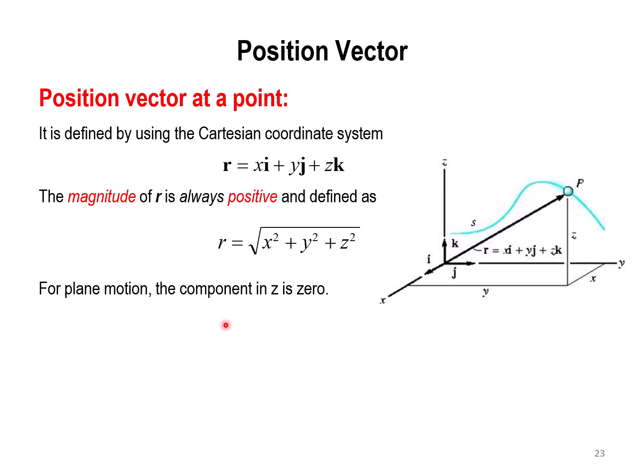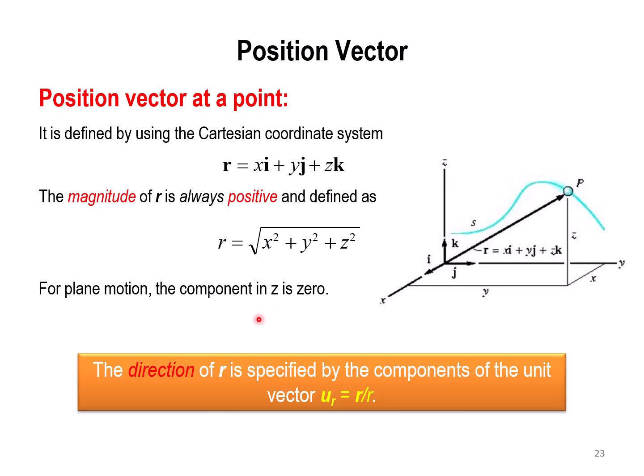For plane motion, we're going to have it in two directions. In that case, the z value is equal to 0. The direction of r is specified by the components of the unit vector, which is ur equal to r divided by its magnitude. So we need to divide this value by that value, and this will give me the direction and the x, y, z for that vector.